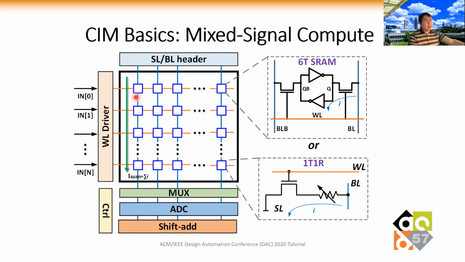And the current will sum up along the column. So essentially we use the bit line to do the current summation. Then this analog current may be converted to digital bits through the ADC, the analog to digital converter. After that, if we consider the precision of the weights, we may have to do the shift and add. For example, multiple columns represent different significance of the weights, so we need to do the shift and add to compute the output.